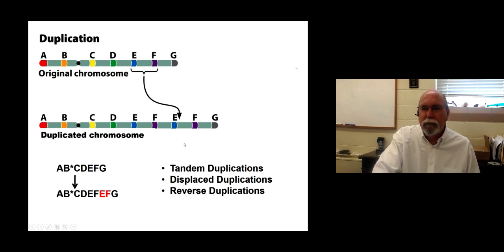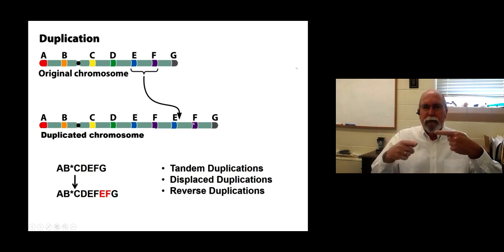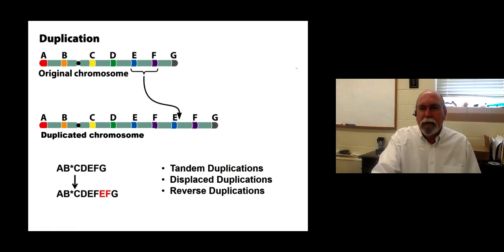And then there are reverse duplications. Reverse duplications are fairly common. These are where you would have EF and then FE. So EF and then FE. So it would just simply be, instead of being tandemly replaced, it would be reversed. They would be facing each other. And these occur due to some loops and other things.